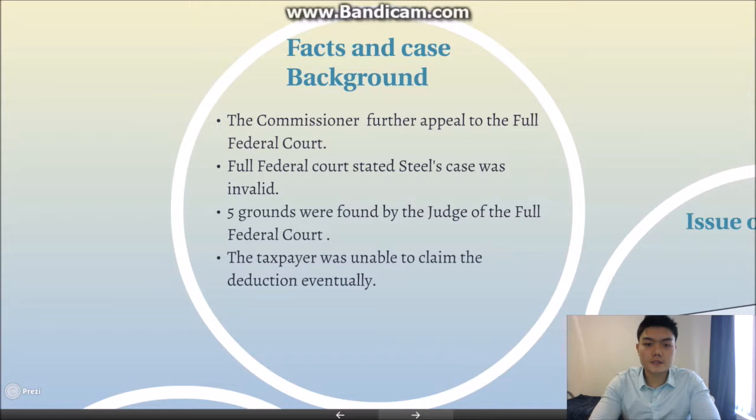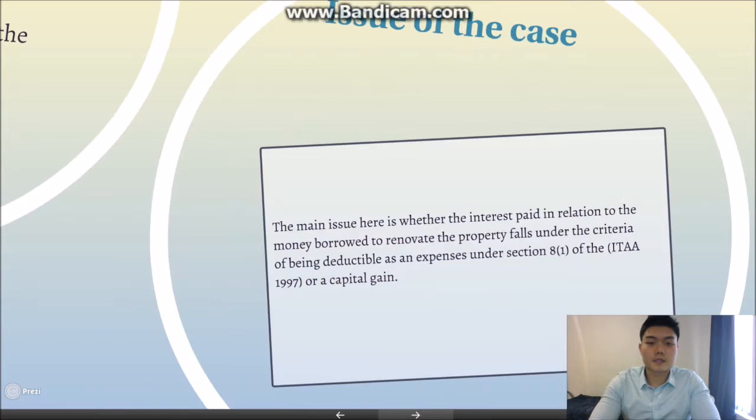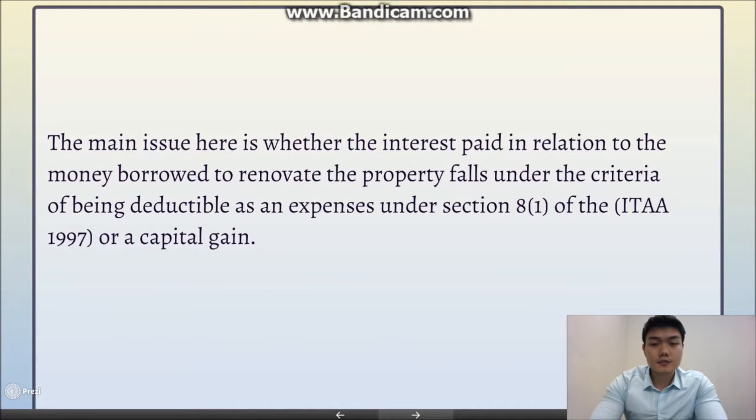The commissioner in this case was not satisfied with the judgment made by the federal court and had made a further appeal to the full federal court. A number of facts were stated by the full federal court that eventually provided the commissioner a victory against the taxpayer. The main issue here is whether the interest paid in relation to the money borrowed to renovate the property falls under the criteria of being a deductible expense under Section 8 of the Income Tax Assessment Act, or whether it's a capital gain.